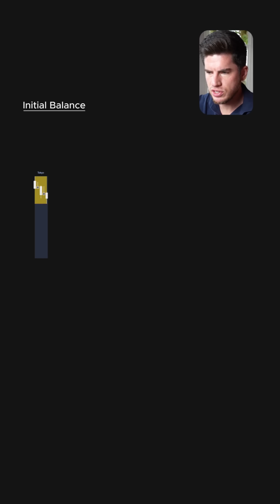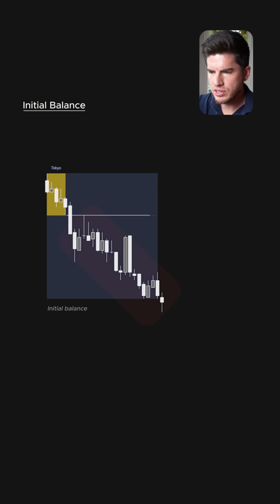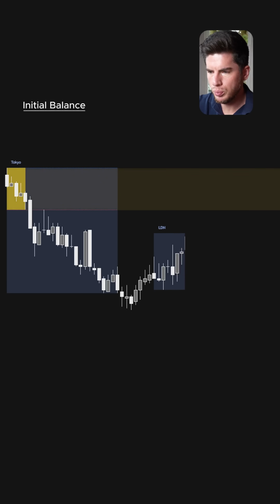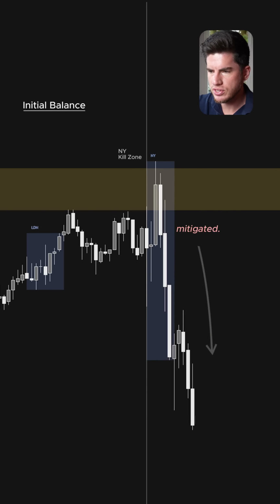Now, there's two ways that you can learn and utilize this indicator to your advantage in the markets. The first one being the direction that price travels outside of this initial range. You can see in this example, price opens below with commitment, and once it comes back to the range, it mitigates and continues to the downside.